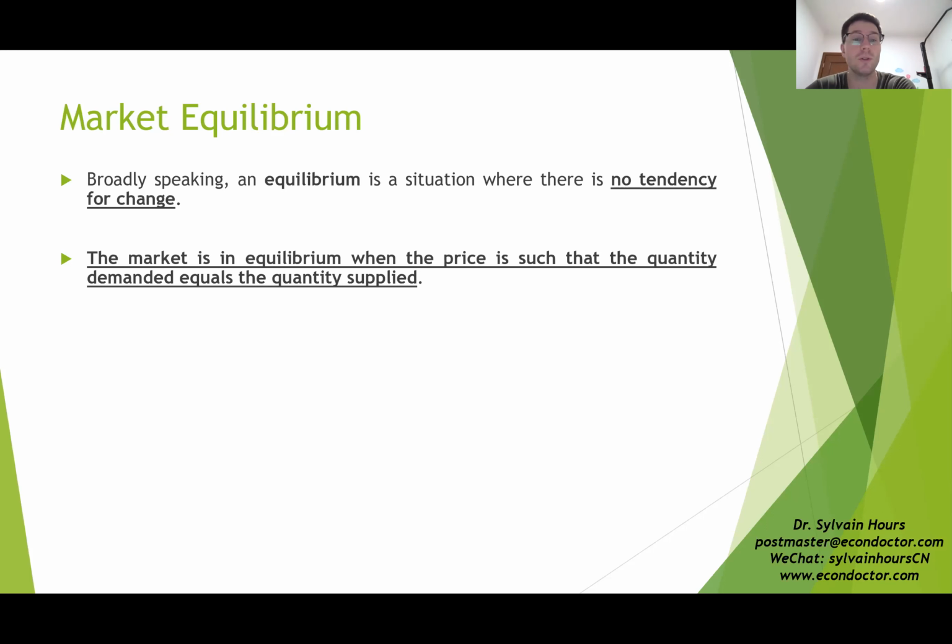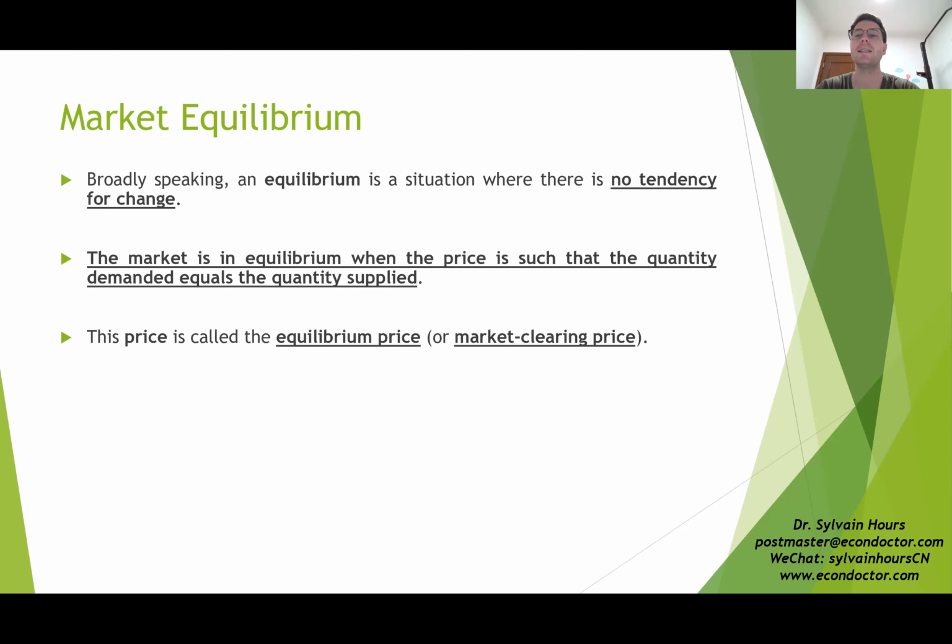In a market, we will simply say that the market is in equilibrium when the quantity supplied is equal to the quantity demanded. So when the market price is such that the quantity demanded is equal to the quantity supplied. That's as simple as that. And as soon as it is not the case, when one is larger than the other, we say that the market is in disequilibrium. All right, so this price, we call it the equilibrium price. We also sometimes use market clearing price. Why market clearing? Because this means that there is no surplus.